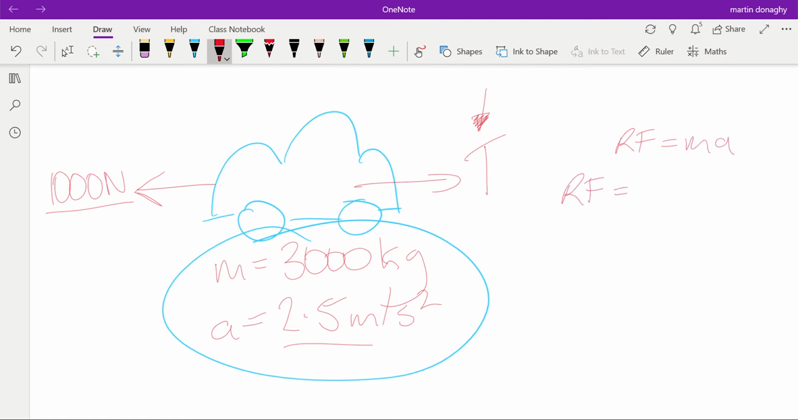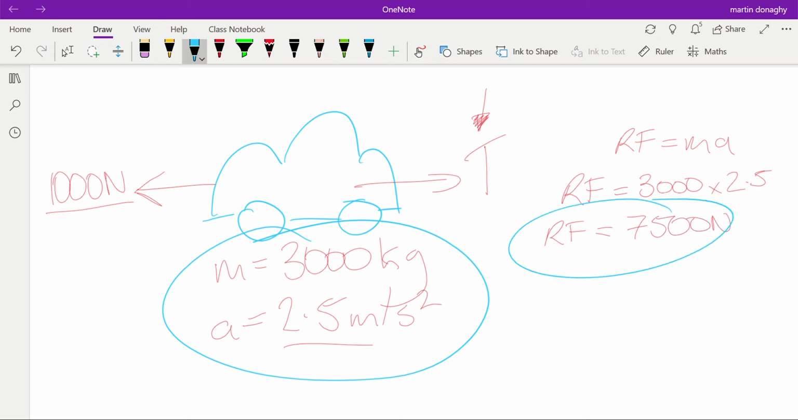And that tells us that the resultant force is 3,000 times 2.5. Type that into your calculator and it will give you 7,500 newtons. So those three pieces of information, mass, acceleration, and resultant force, are all linked through Newton's second law.